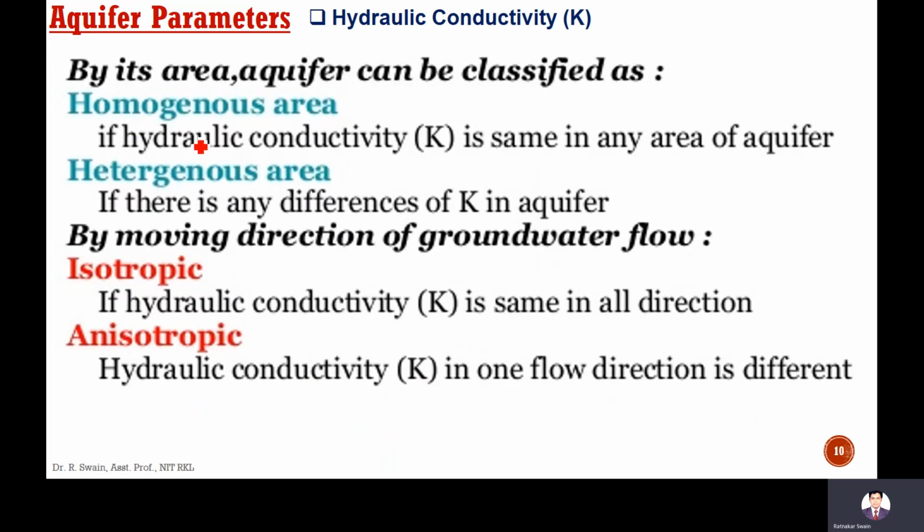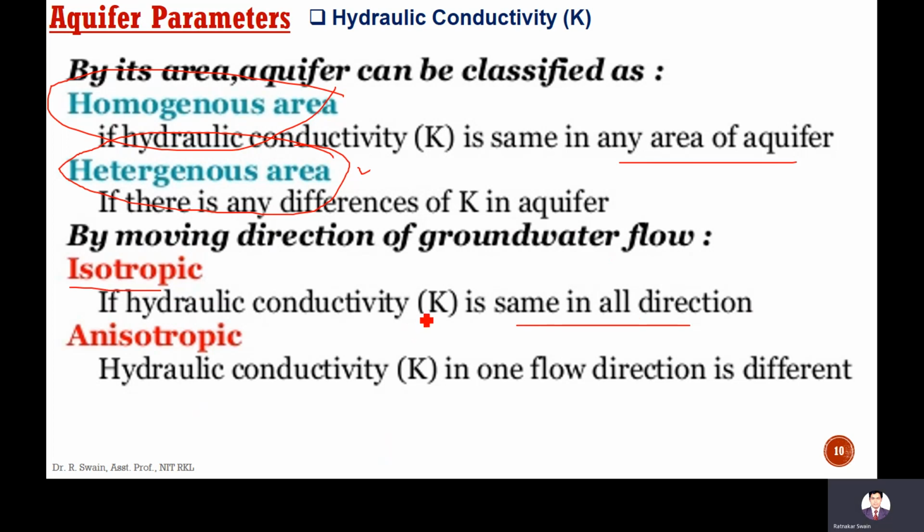If the hydraulic conductivity is the same in any area of the aquifer, then it is called a homogeneous area. Areas are classified according to hydraulic conductivity as homogeneous and heterogeneous. If it is the same in all areas of the aquifer, it is called homogeneous. If there is a difference of hydraulic conductivity in the aquifer, it is called a heterogeneous area. Now, along the direction of groundwater flow, if the hydraulic conductivity is the same in all directions, then it is called isotropic.